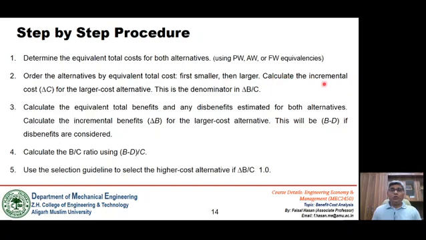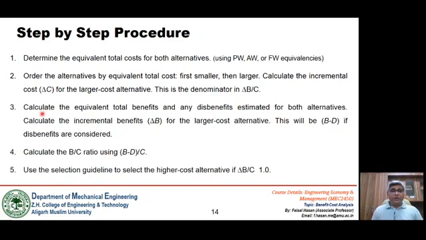Then we calculate the incremental cost, that is delta C, for the larger cost alternative. If we are comparing 1 and 2, one is the project with a lower cost and the second is the project with a higher cost. So we compute delta C, that is, the total cost associated with the higher cost project minus that of the previous one. We denote this as delta C in the denominator.